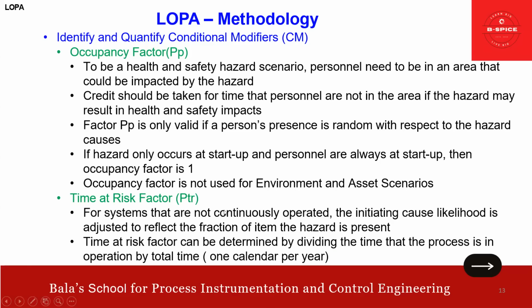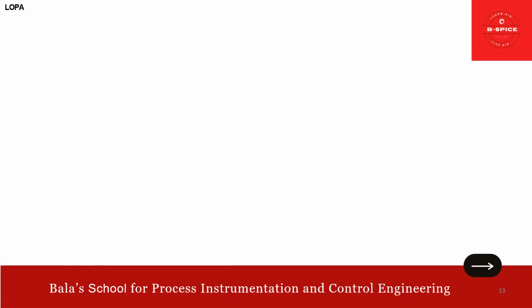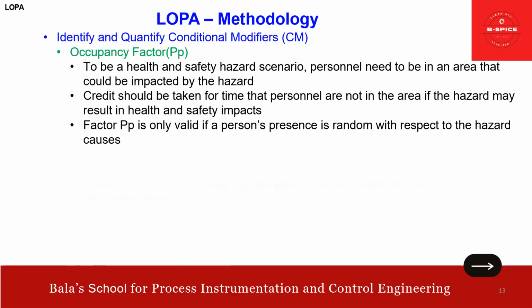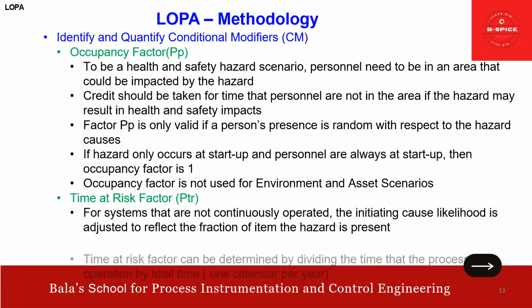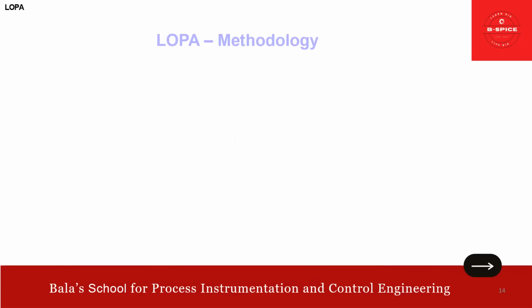So now we know the PI, the ignition probability, and we know the occupancy factor, and we know the time at risk. So we are done with the conditional modifier. We are done with ICL, and we are done with the conditional modifier.